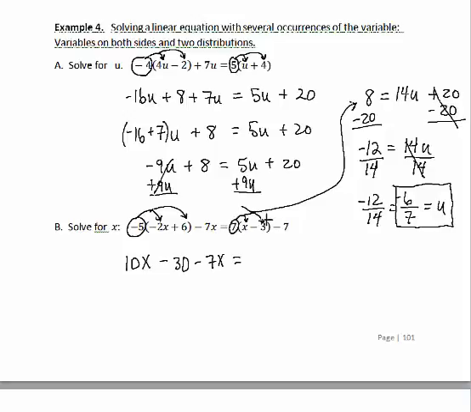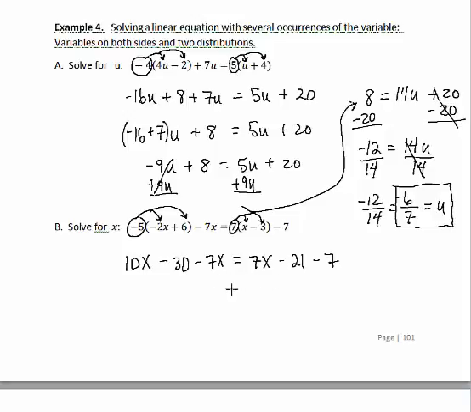Addressing the parentheses on the right, we distribute the 7. Gives us a 7x, and then 7 times a negative 3 is negative 21. We subtract 7 on the right. And now we'll just focus on the left and right side separately.